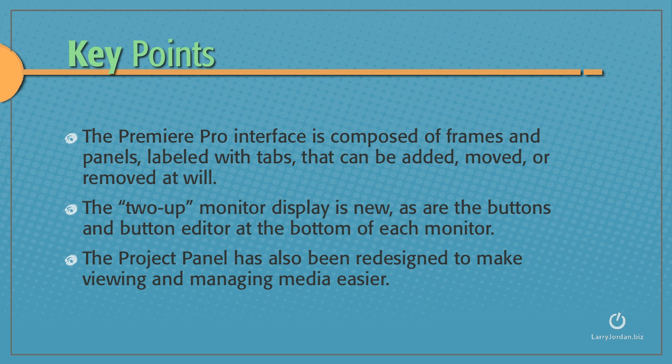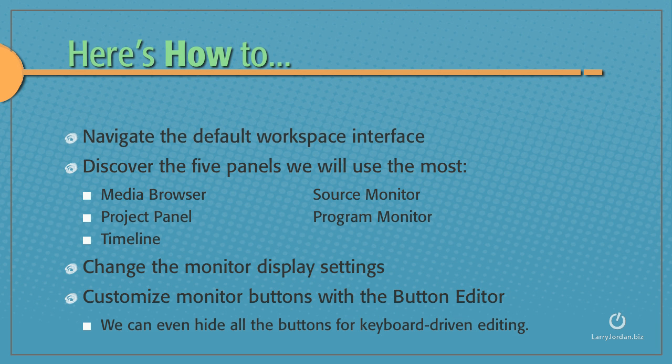The 2-up monitor display is new, as are the buttons and button editor at the bottom of each monitor. The project panel has also been redesigned to make viewing and managing media easier. So let me show you how to navigate the default Workspace interface, discover the 5 panels that we'll use the most: the media browser, the project panel, the timeline, and the 2 monitors, the source monitor and the program monitor. I'll show you how to change the monitor display settings and customize the monitor buttons using the button editor. We can even hide all the buttons to make keyboard-driven editing a lot faster and a monitor display bigger.